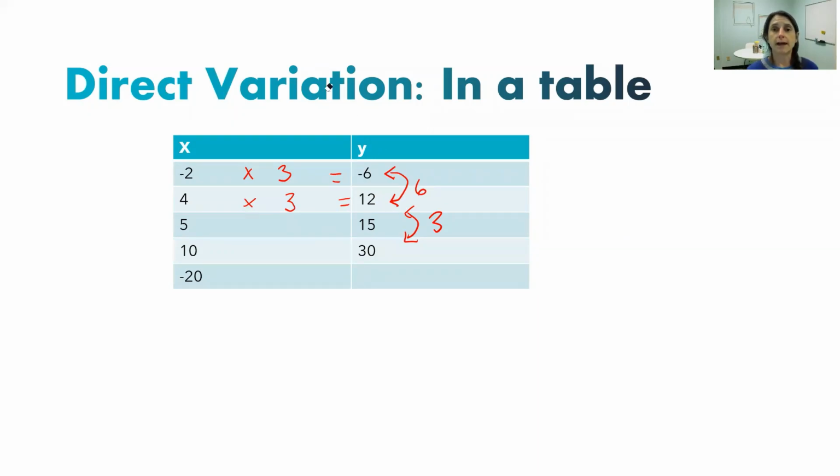All right, so let me clear that out. Using this kind of thought process, we can figure out what the Y value for 20 should be. We just multiply it by 3, so it should be negative 60. All right, let's clear out all the drawings and move on to the next slide.